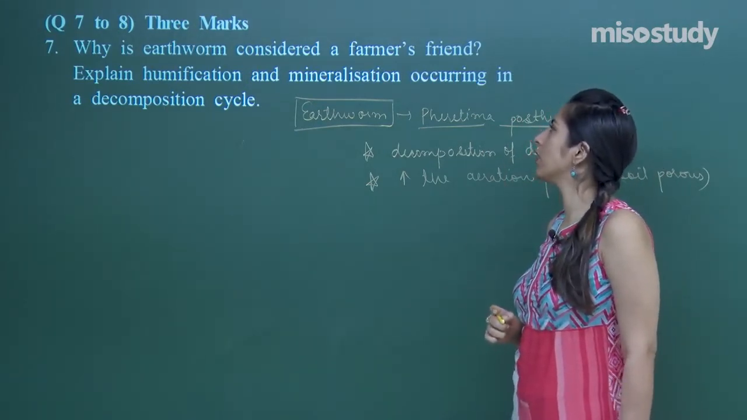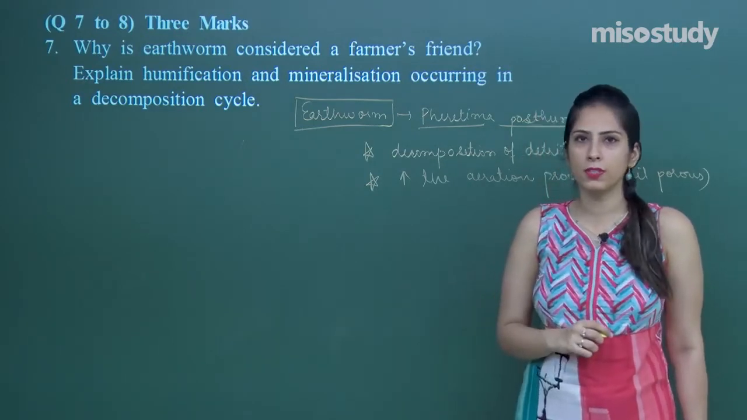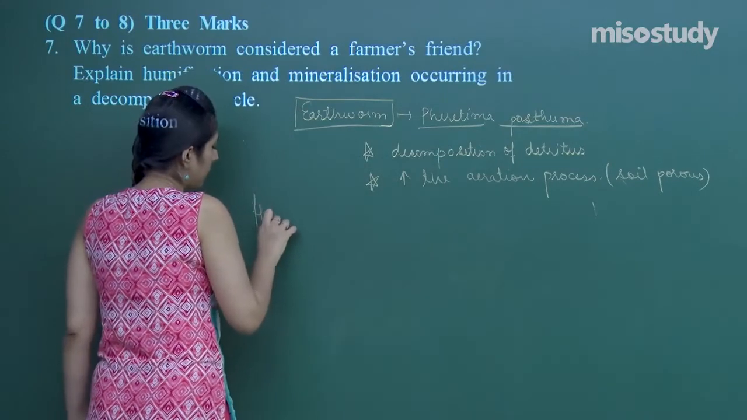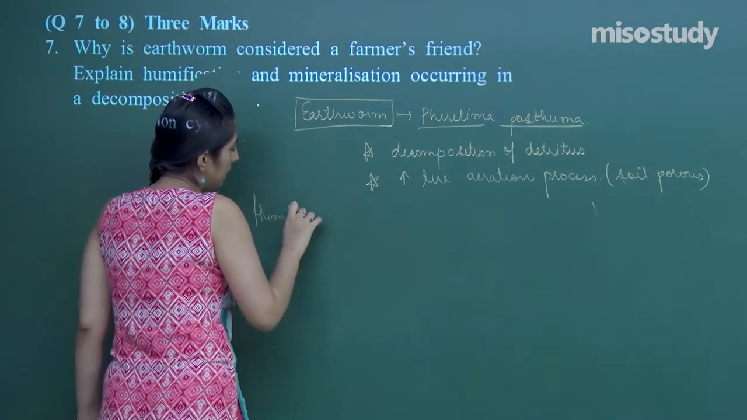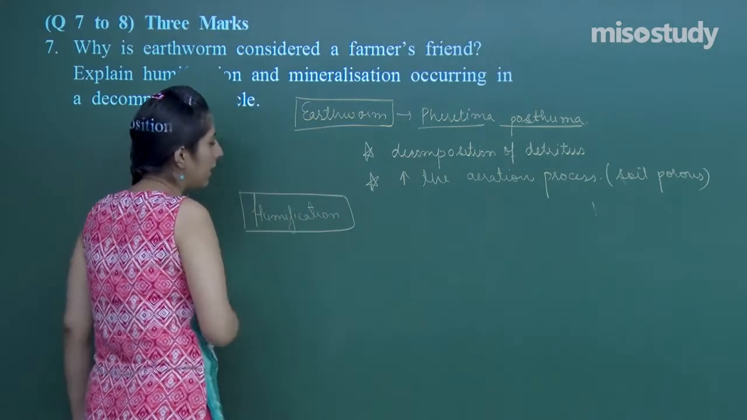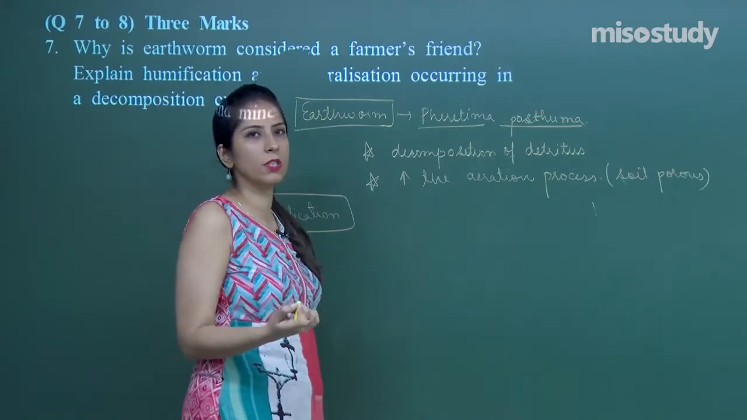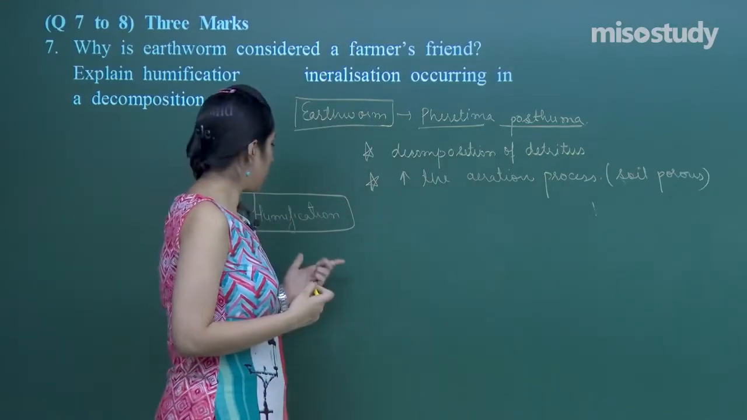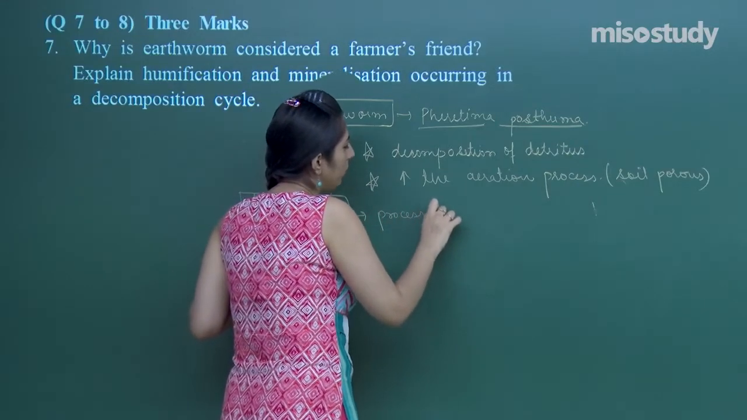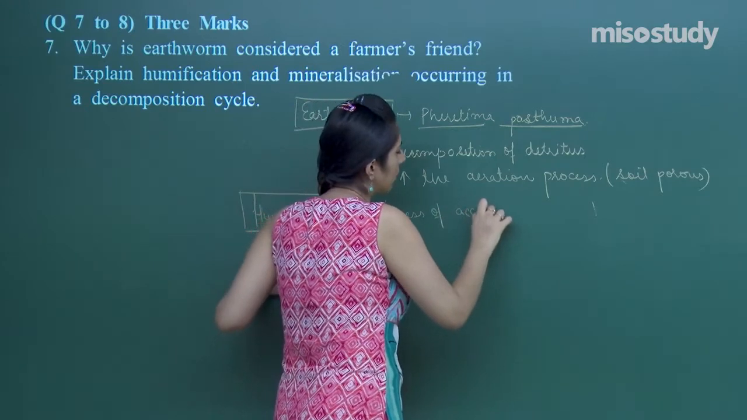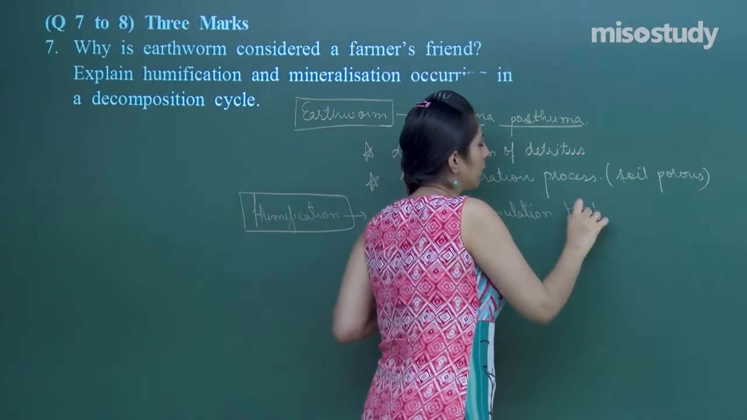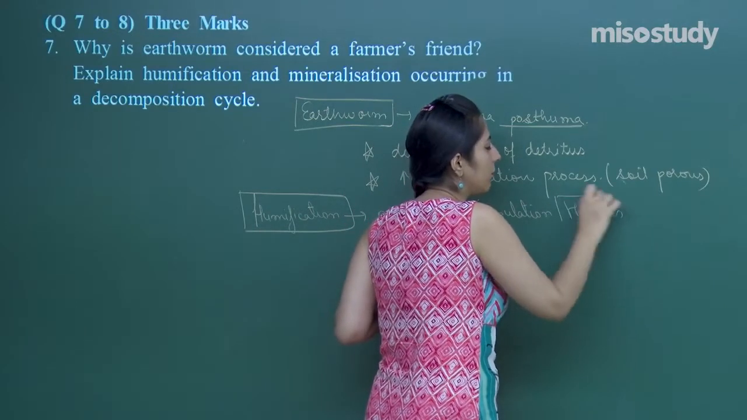Explain humification and the mineralization occurring in a decomposition cycle. Now, what is humification? We have discussed humification in detail. I'll just give you a definition of humification. If you want to learn in detail regarding humification, you can go back to the session and revise from there. So, humification is the process of accumulation of humus. Now, the question arises, what is humus?